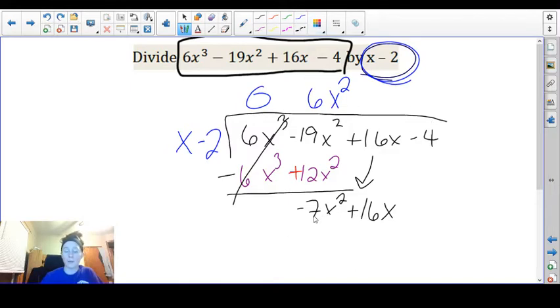Okay, I need to multiply to 7x squared. Well, I have an x already, so I need at least a negative 7. And another x, because I need x squared, and I only have 1. So negative 7x times x is negative 7x squared. Negative 7x times negative 2 is 14.